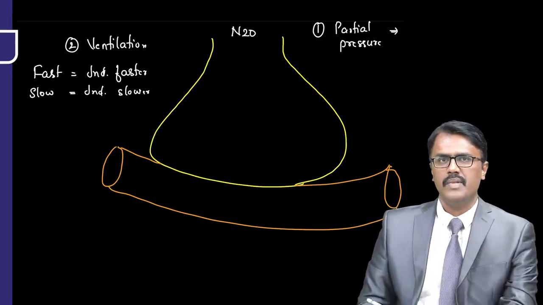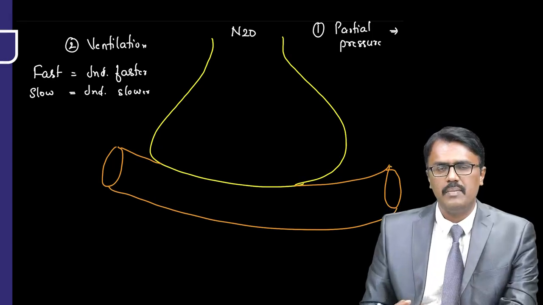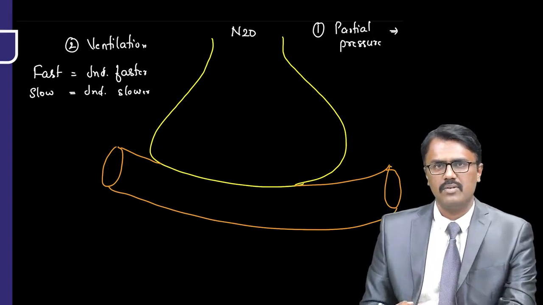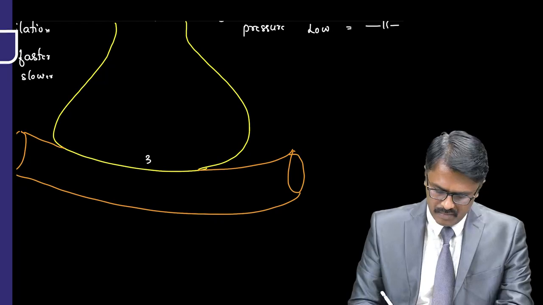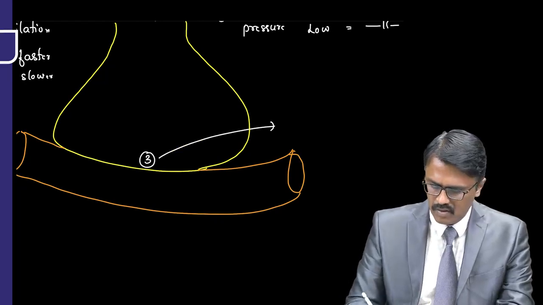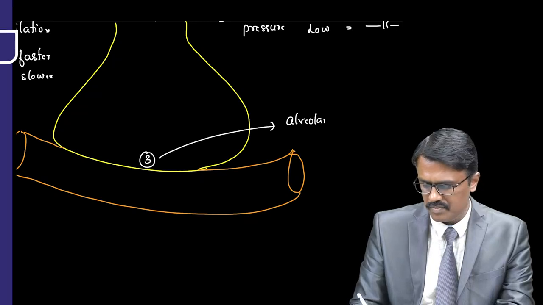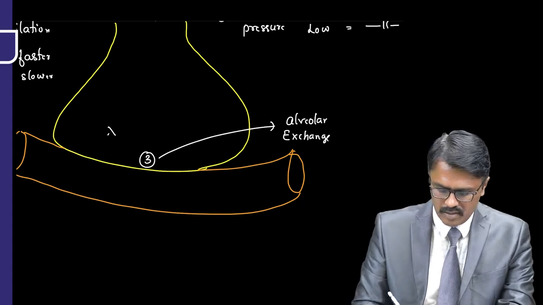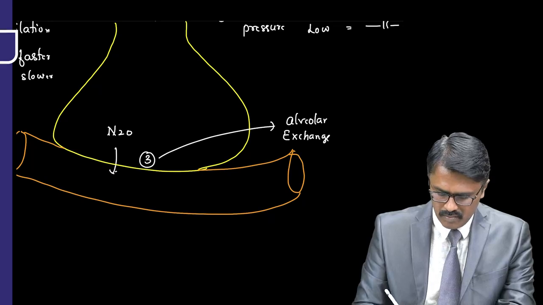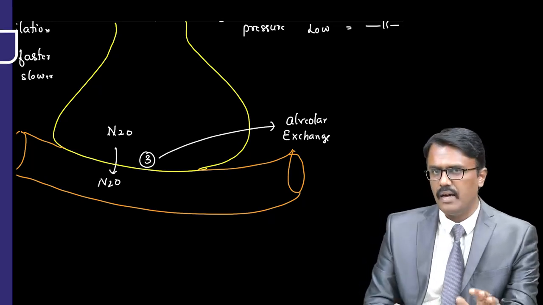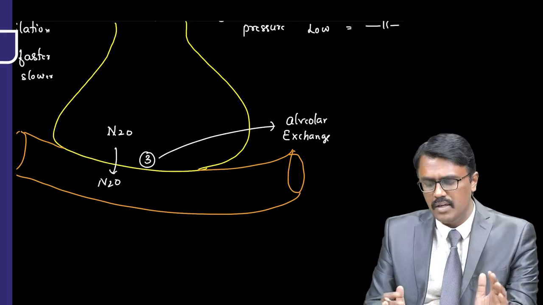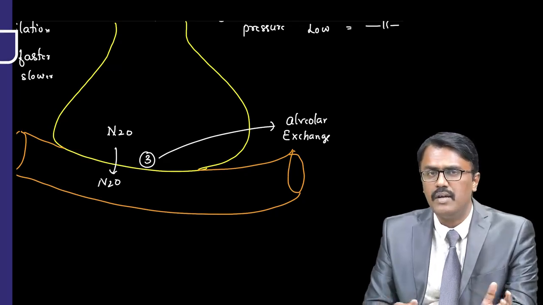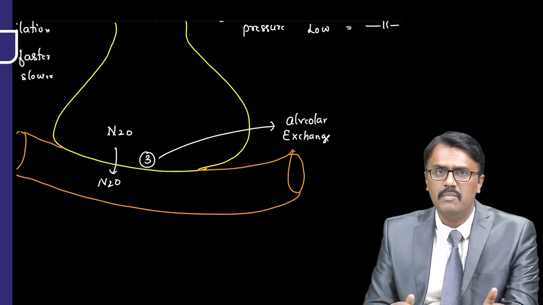If they breathe, more and more drug will enter. If they breathe very slowly, it will not be induced faster. Number 3, there is something called alveolar exchange. Nitrous oxide has to come here and move into the blood vessel, so this exchange should happen. That will happen only if the alveoli are healthy. If they are fibrosed or damaged, the nitrous oxide cannot enter, so the induction will be slower.